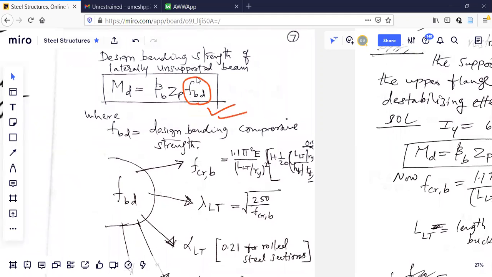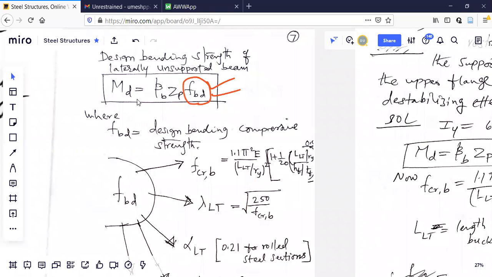Now what I will do is, let us concentrate on how to find out FBD, because once you find FBD, you have to substitute in this formula, and you can say that much is design bending strength, that much bending moment the material can take up, that the beam can take up.